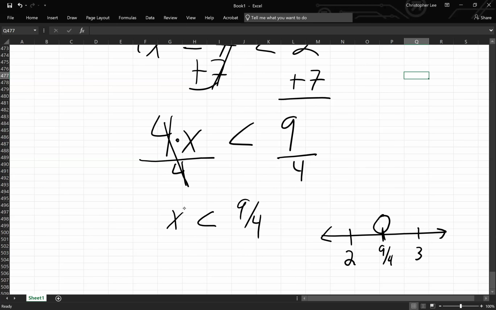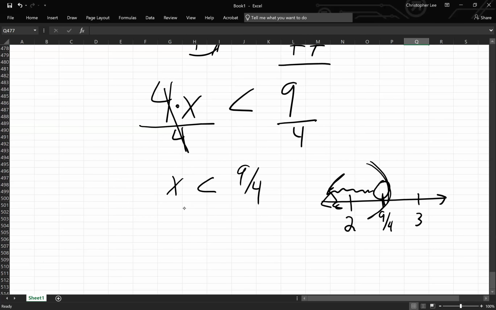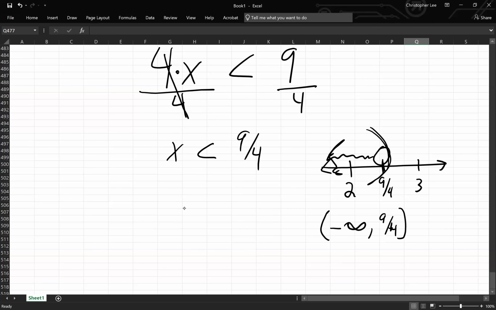Less than or greater than? Which one? Less than, right? So we're going this way. Right. And like I was saying, this also corresponds to a parentheses. So if this was an interval, it would be what? Open parentheses, negative infinity to 9/4, close parentheses. That's a 4. A little bit of overkill, not asking you all of that, but I am showing it to you guys.